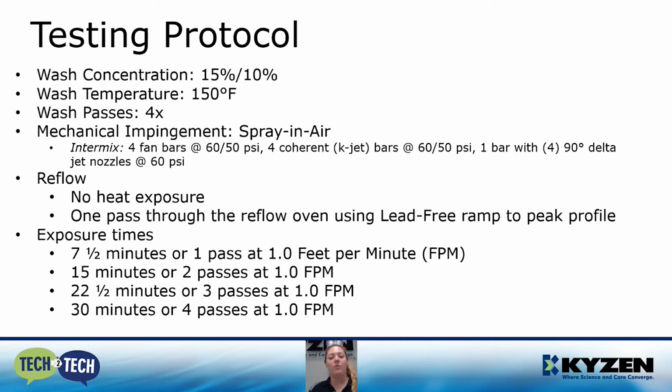We also do a reflow condition versus a non-reflow condition. And then looking at our exposure times, one pass through the inline equals 7.5 minutes of just wash exposure. So by the time we get to that fourth pass, those labels have seen up to 30 minutes through the wash solution in our machine.